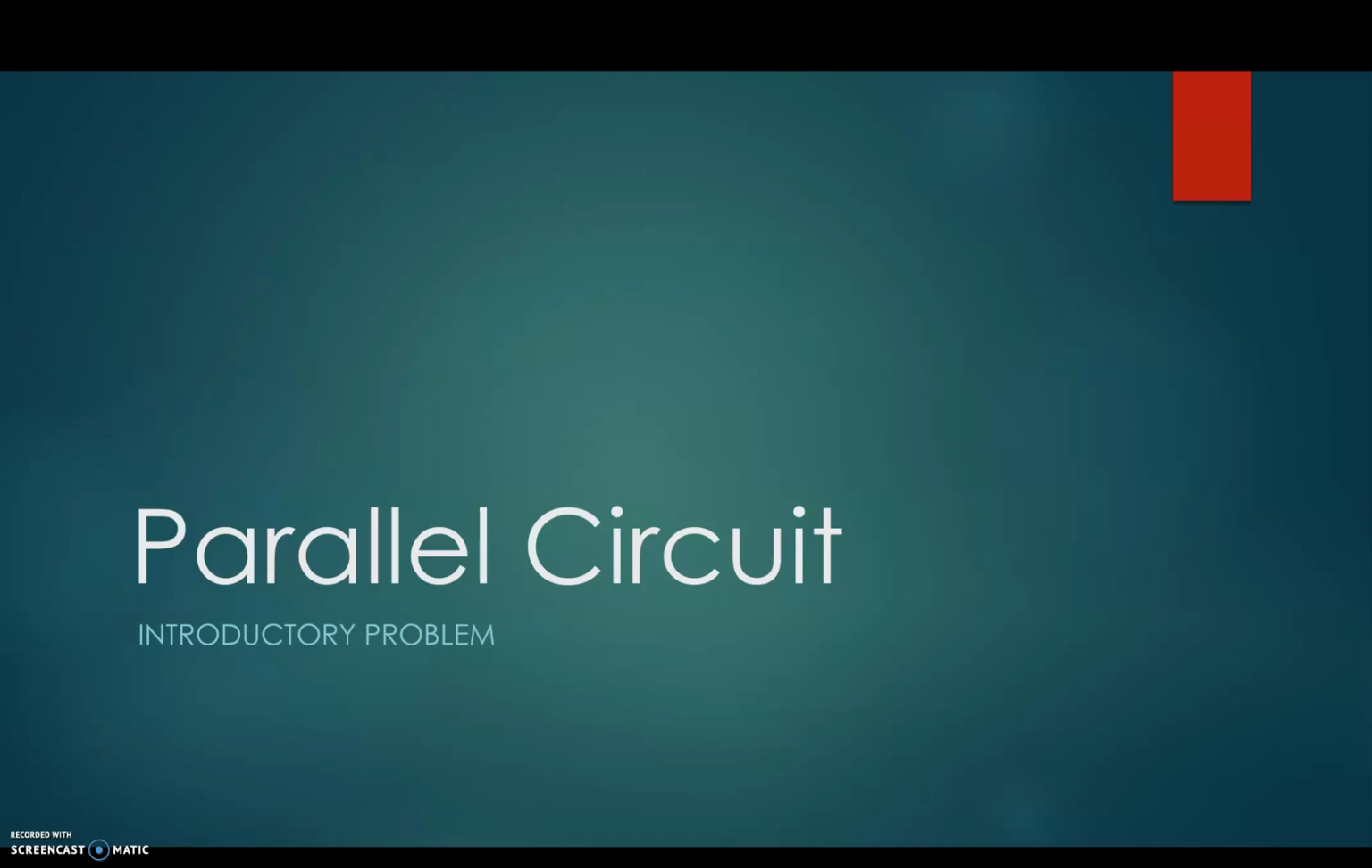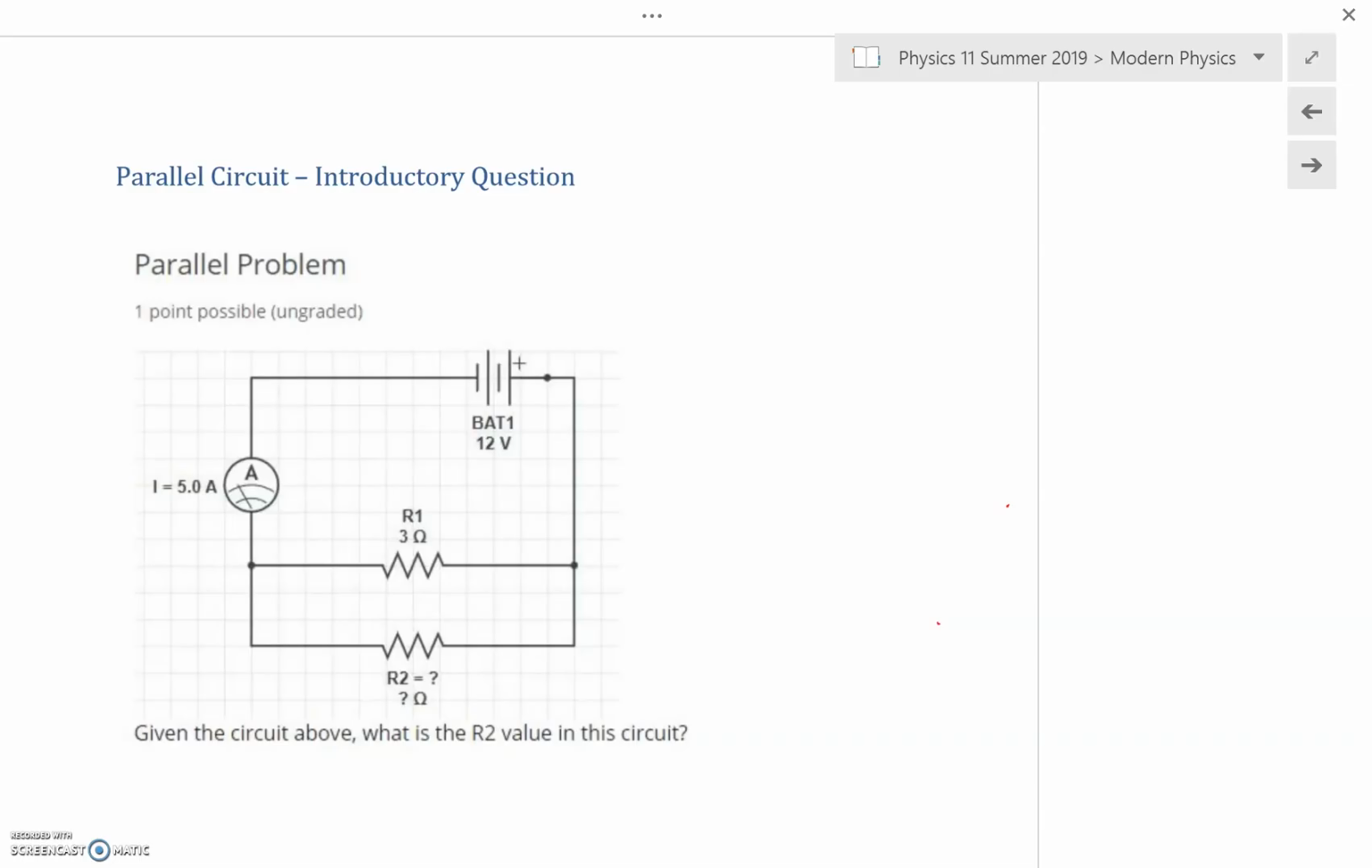Parallel circuit, introductory problem. In a parallel circuit, the current can travel in more than one path. In this circuit here, we have a 12-volt battery that's powering the circuit. We have two resistors located in parallel, R1 being 3 ohms, R2 being unknown. We also have an ammeter measuring 5 amps of current.